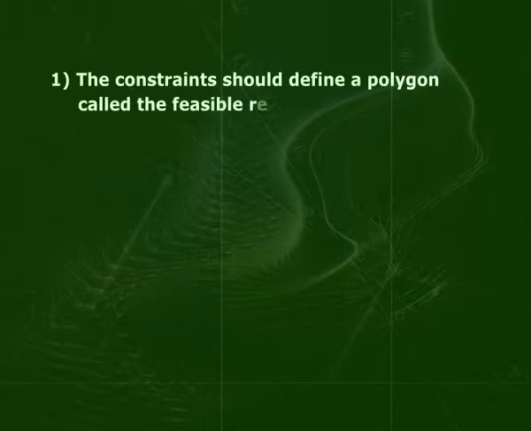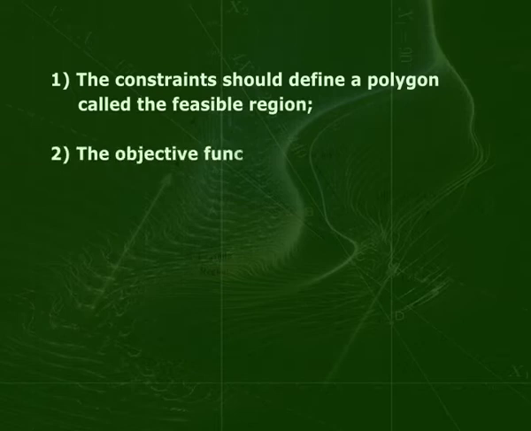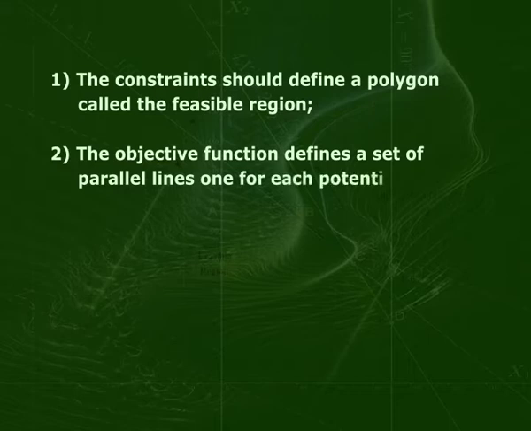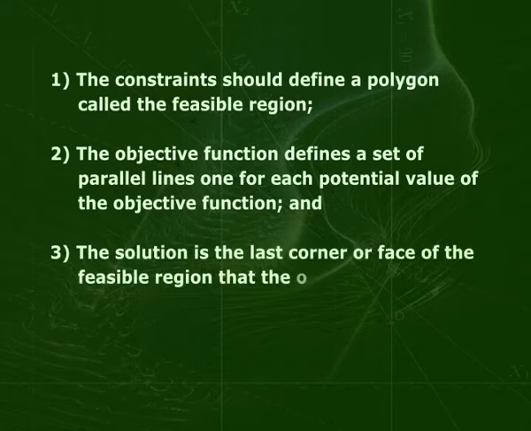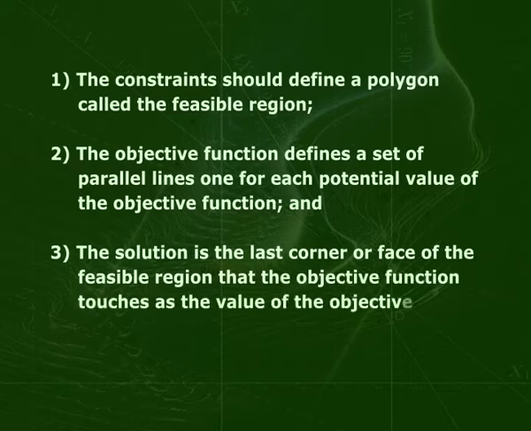Three key points that you should have learned from the graphical solutions are: the first one, the constraints should define a polygon called the feasible region. Second, the objective function defines a set of parallel lines, one for each potential value of the objective function. And third, the solution is the last corner or face of the feasible region that the objective function touches as the value of the objective function is improved.